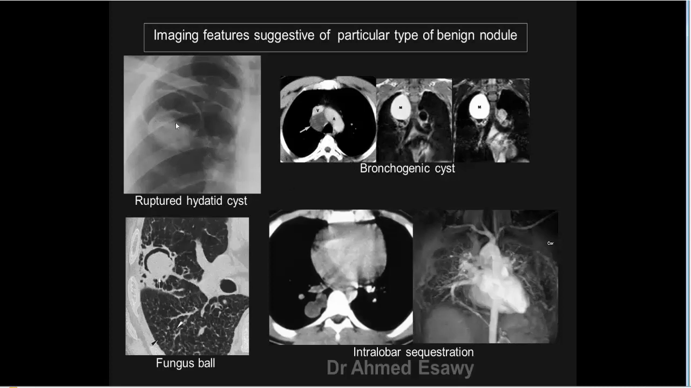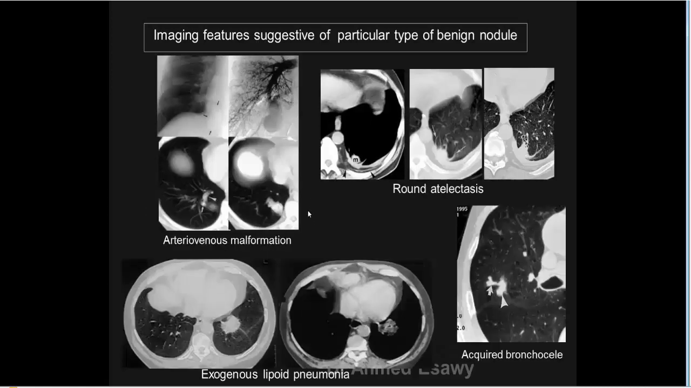Ruptured hydatid cyst with water lily sign; bronchogenic cyst with characteristic site and high T1 and T2 signal, fluid containing on CT; fungus ball with crescent sign; intralobar sequestration with early arterial supply; AVM with its characteristic pattern of arterial and venous supply; round atelectasis with characteristic site, solid, basal, peripheral; exogenous lipoid pneumonia, fat containing; acquired bronchocele with fungal gloved finger sign. These features suggest a benign pulmonary nodule. We don't need further evaluation.